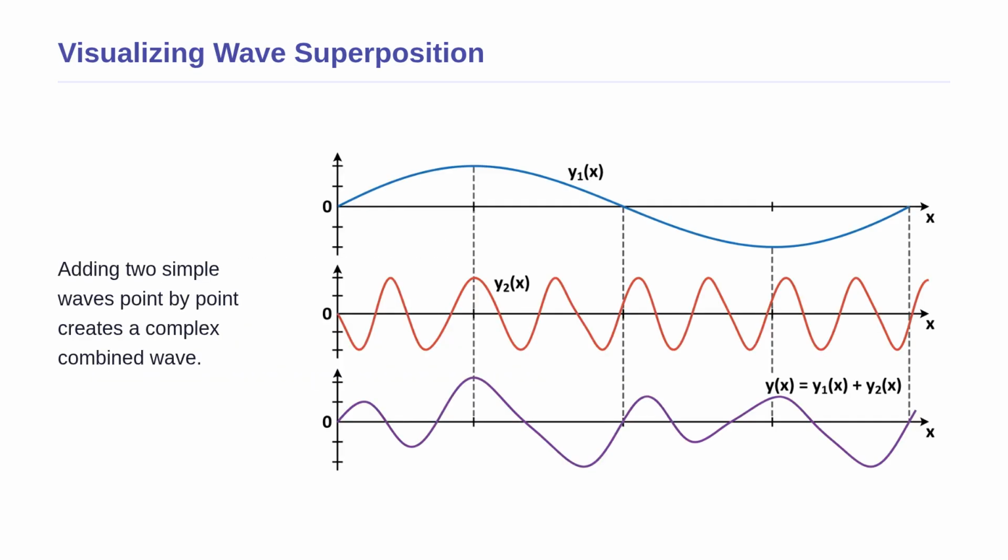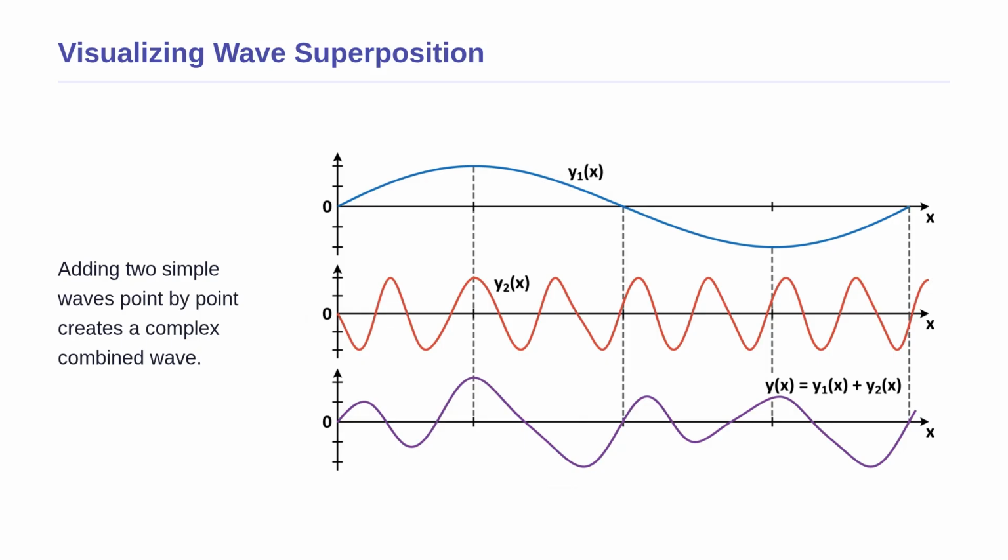Now that we have the pond analogy in mind, let us look at this visually. On your screen, you see three separate graphs. The top graph shows a simple blue wave, representing one basic behavior of a system. The middle graph shows a different red wave, representing another basic behavior. The magic happens in the bottom graph.